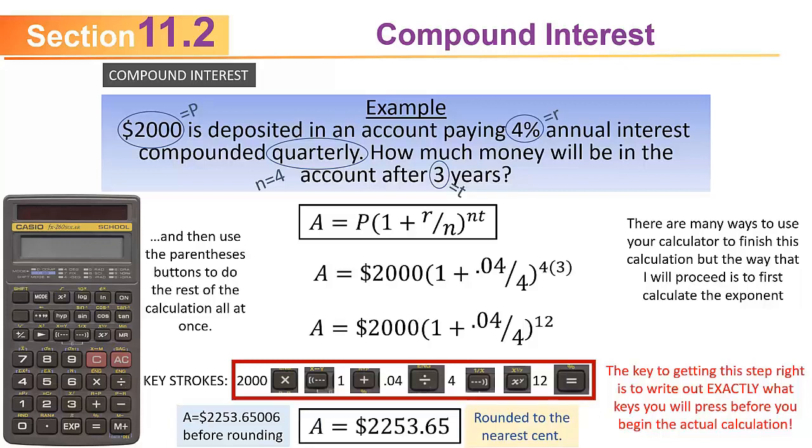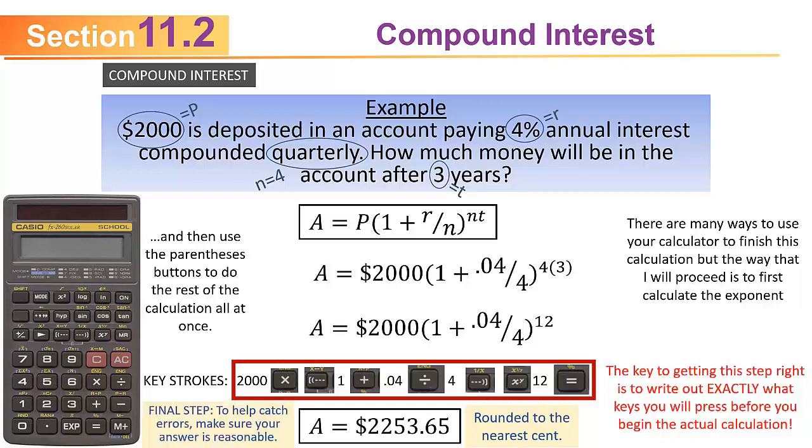So it would be $2,253.65 rounded to the nearest cent. If you put $2,000 in an account paying 4% annual interest compounded quarterly, at the end of 3 years, you will have $2,253.65 in that account.